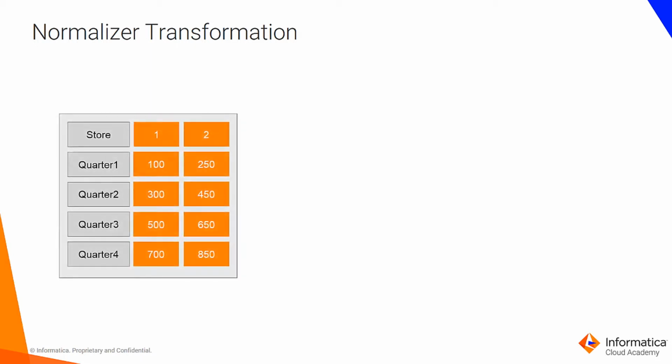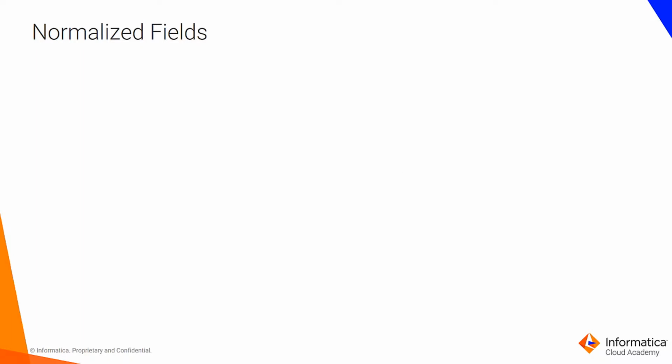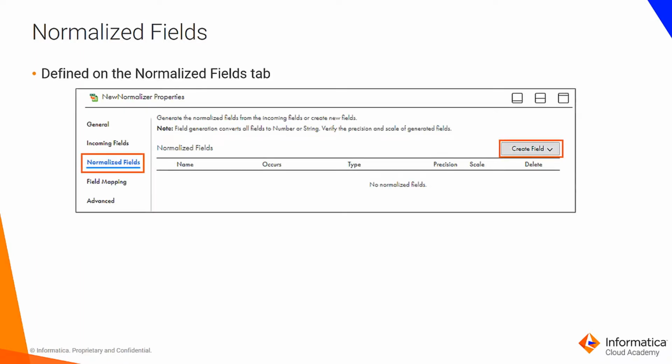Let us imagine we have a table that stores the sales figures for 4 quarters of a year in 4 different columns for 2 different stores. So each row of the table represents one shop and the columns represent the corresponding sales of that shop per quarter. Now our task is to find out the total sales per shop and quarter combination. We use the normalizer transformation. Now the target table will have multiple rows for each shop with total sales for each quarter. You define the fields to be normalized in the Normalize Fields tab.